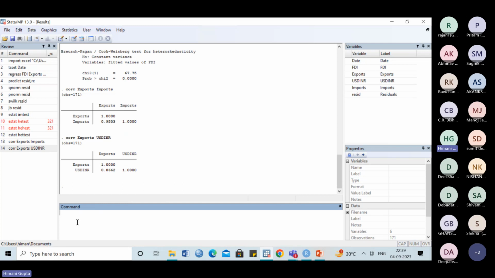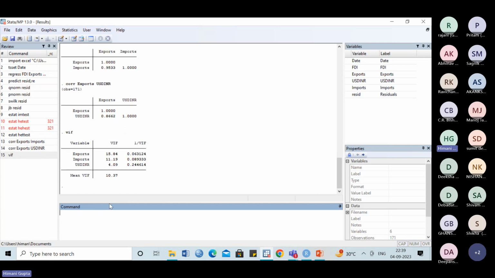Another way is by calculating VIF. What we have learned is that the value should be less than 5. Over here, exports and imports are having more than 5, so they are highly correlated, but USD INR is also near about 5, 4.09, so I can say that this is also highly correlated. So what I'll do, I'll take USD INR only. I will not take exports and imports. At maximum, I can take exports and USD INR or imports and USD INR, but I cannot take exports and imports simultaneously.